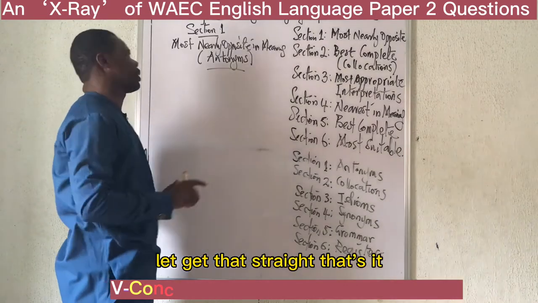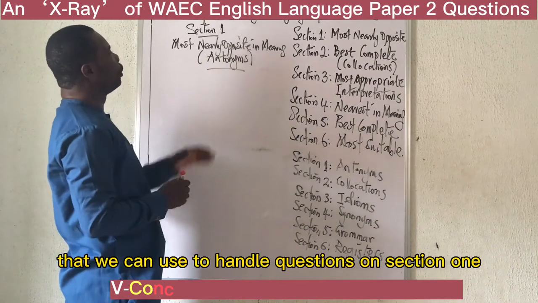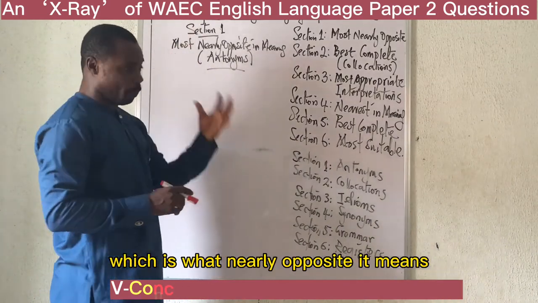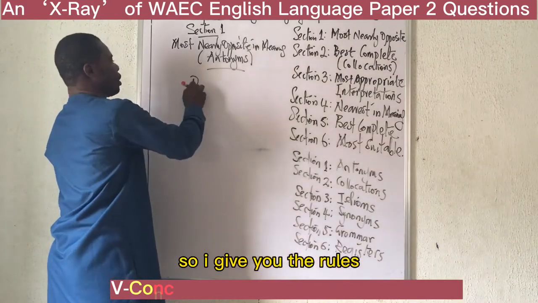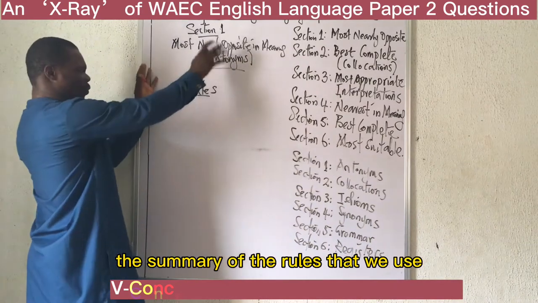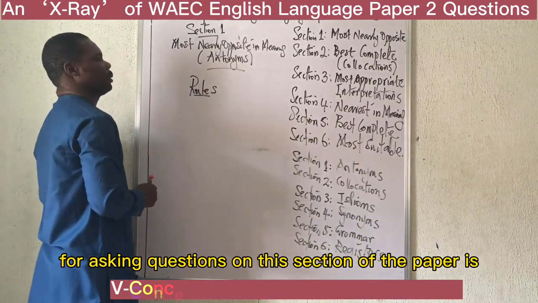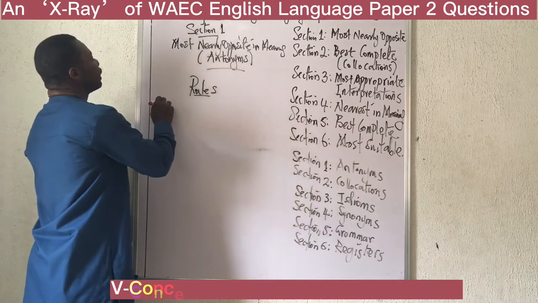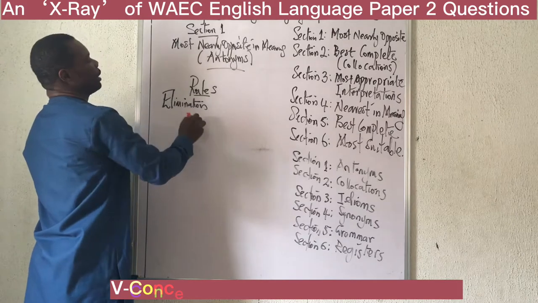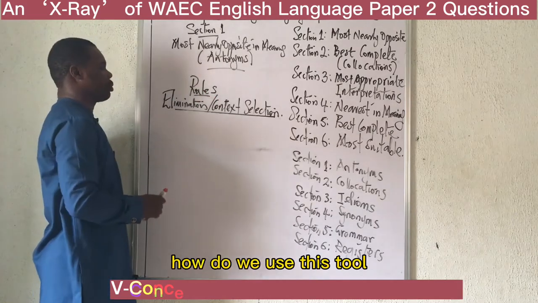Let's get that straight. That said, what are the rules that we can use to handle questions on section 1, which is nearly opposite meanings? So I give you the rules. This formula of the rules that we use for answering questions on this section of the paper is elimination slash context selection.